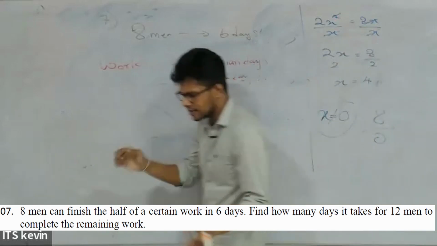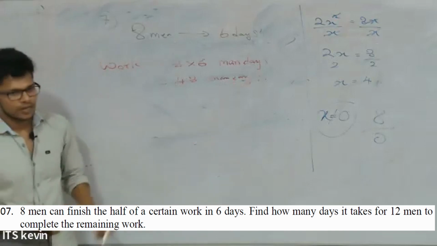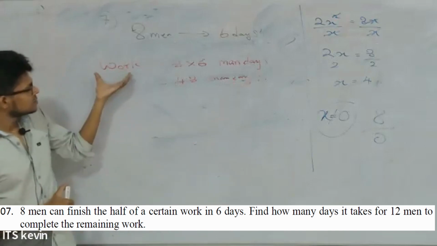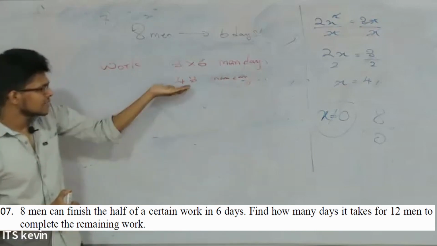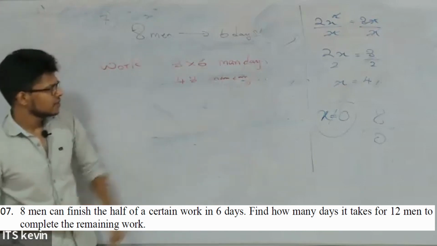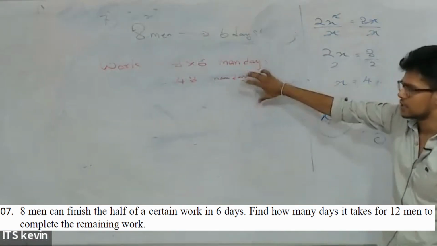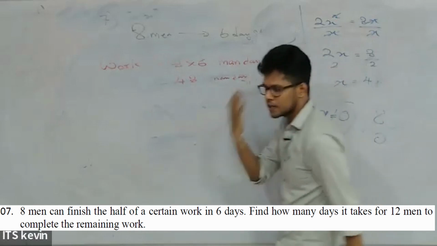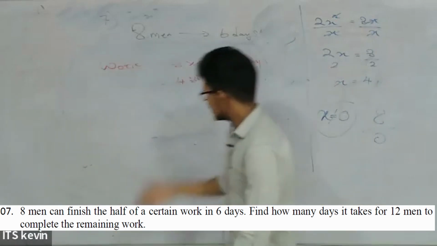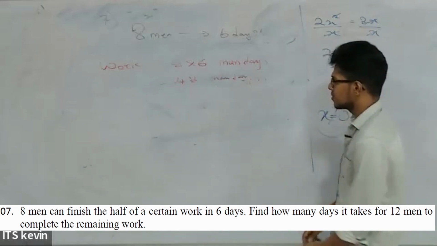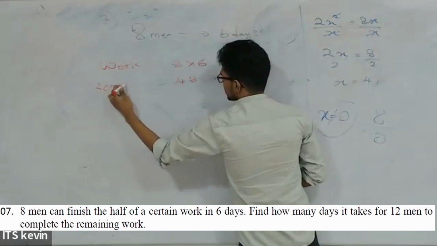If it is a length, you measure in centimeters. If it is a weight, you measure in kilograms. Likewise, the size of a work you can measure in man days. So the size of the work is 48. Now this is actually half of the work they have already finished. They are asking how much time is required to do the remaining work. Since this is half, the remaining work is also 48.